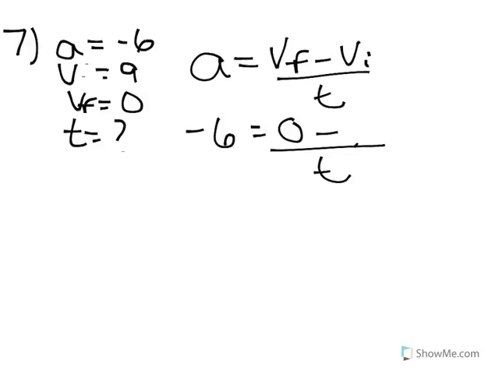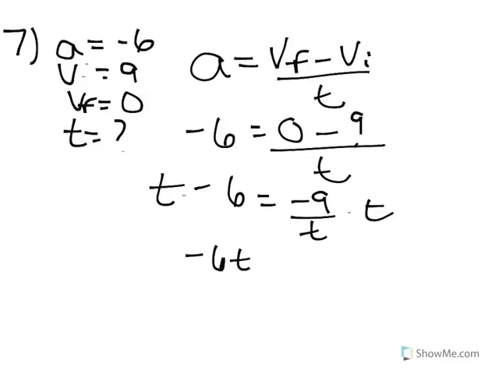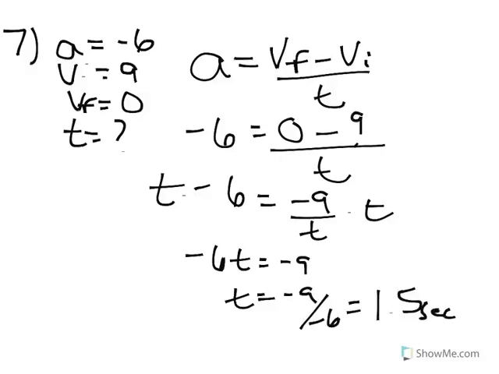So 0 minus 9 over t. -6 then would be equal to -9t. Multiply t up, and we would get -6t equals -9. T would then be equal to -9 over -6, which is 1.5 seconds.